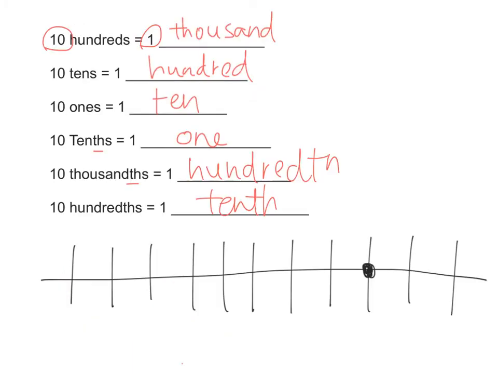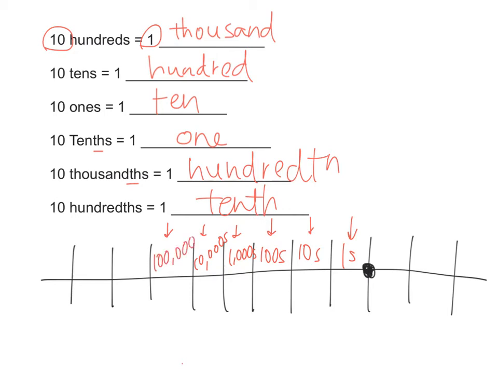So if we have this place value chart right here and the decimal point is here, what do we call this right here? We call this the ones, right? And what do we call this? Tens. What do we call this? Hundreds. What do we call this? Thousands. Okay. What about the one to the left of the thousands? We call that the 10,000s.